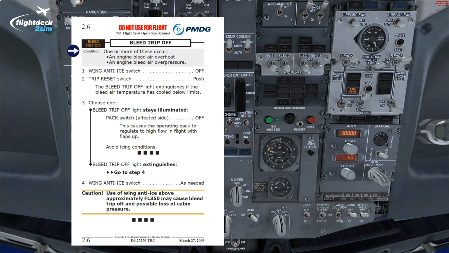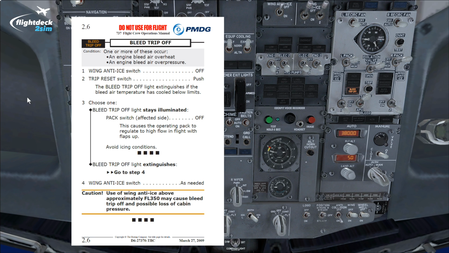We've had an engine bleed air overheat or an engine bleed air overpressure. Now, a little bit of background information. Essentially, in a nutshell, bleed air is hot air from the 5th and 9th stage compressor of each engine, and that bleed air provides pressurization and conditioned air for the cabin, and we've lost one of them, so we only have one system left.